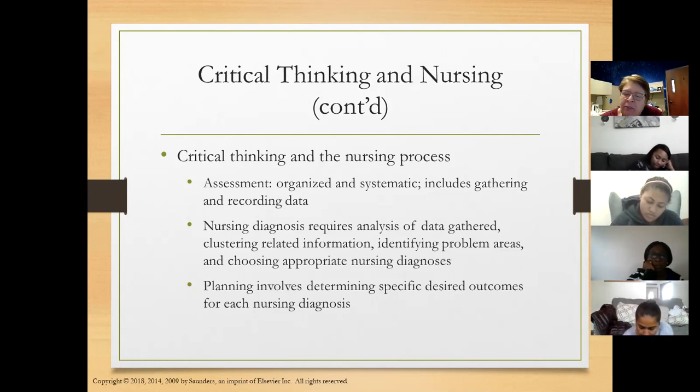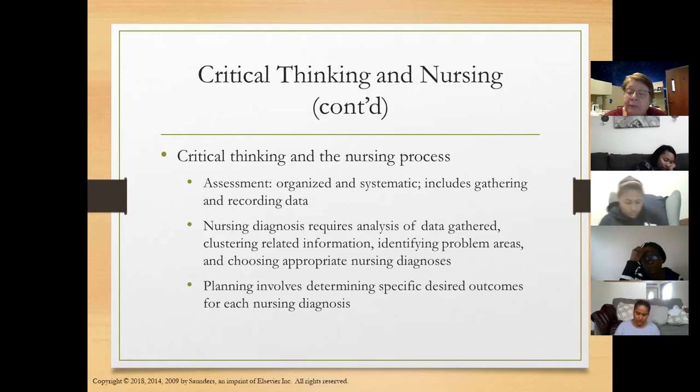We take all our information and put it down, and we kind of move it around and see what are the major problems for this patient. And then we plan. What is our desired outcome? What do we want to see happen? Okay, so we've assessed, we've identified the problem, and we've planned on what we want to happen. We want to see what our desired outcome would be.